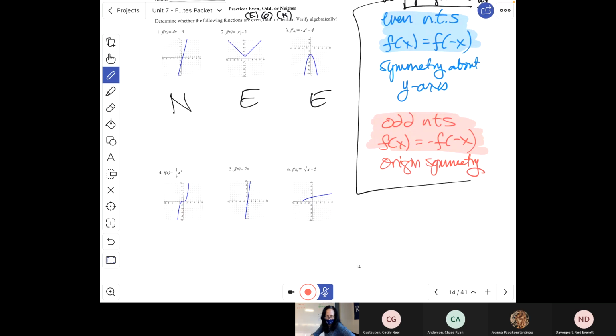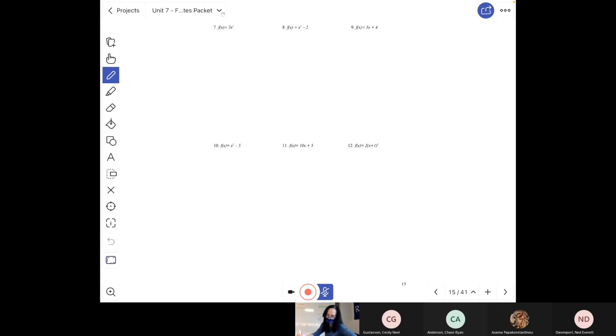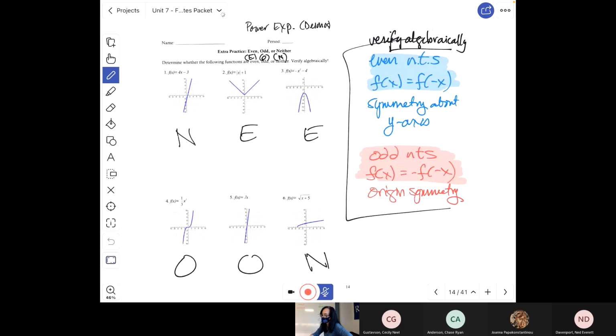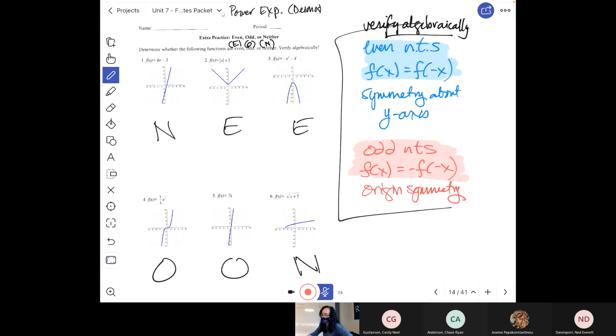The fourth one, even, odd, or neither. Fifth one, sixth one, seventh one, eighth, ninth one, 10th one, 11th one, and the 12th one, neither. So make sure that you can get these results and that you can algebraically verify them and describe the symmetry.